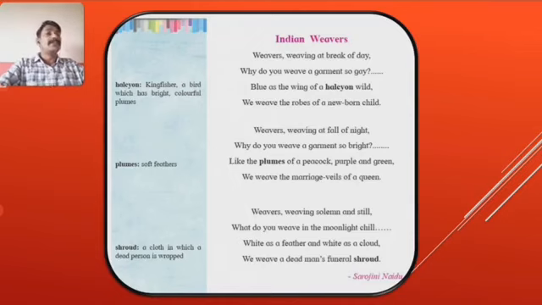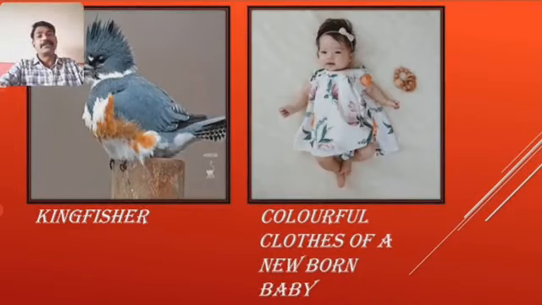Blue as the wings of the halcyon wild, we weave the robes of the newborn child. Blue as the wings of the halcyon wild. Do you know halcyon? Halcyon is also known as an African bird. See here, I'm showing you, it is also known by the name kingfisher. See the color of the kingfisher bird, and the colorful cloth of the newborn baby. The weaver is weaving that cloth for the newborn baby. See the color of the feathers of the kingfisher, and the same feathers you can see resemble on the tunic, on the frock of that infant or baby.